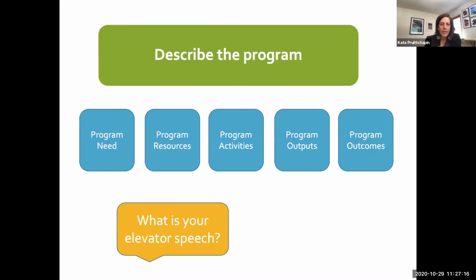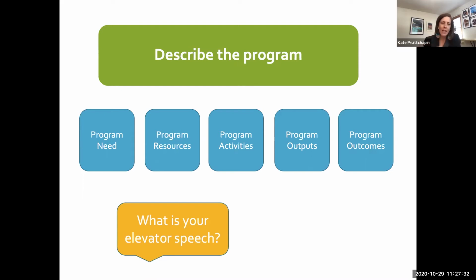So we're going to need to talk about why our program exists. What's the need? What are the resources that we have to address the need? What are the activities? Like, what is it that we're actually going to do to make a difference? How much of that are we going to do? And what's going to be the impact of our program?